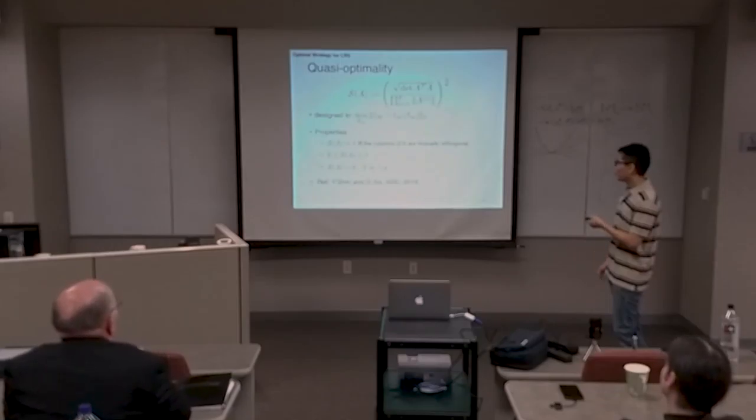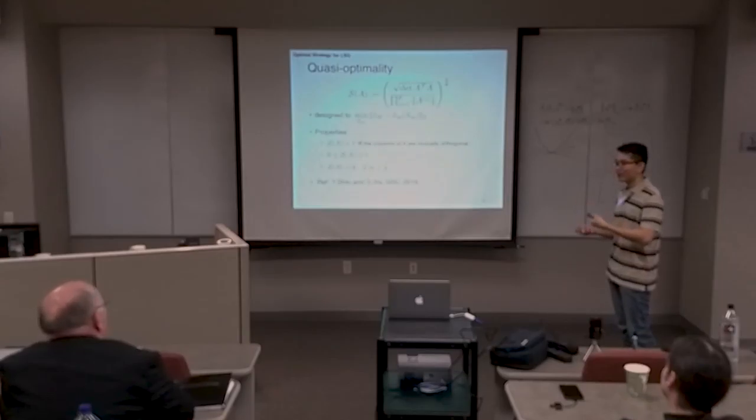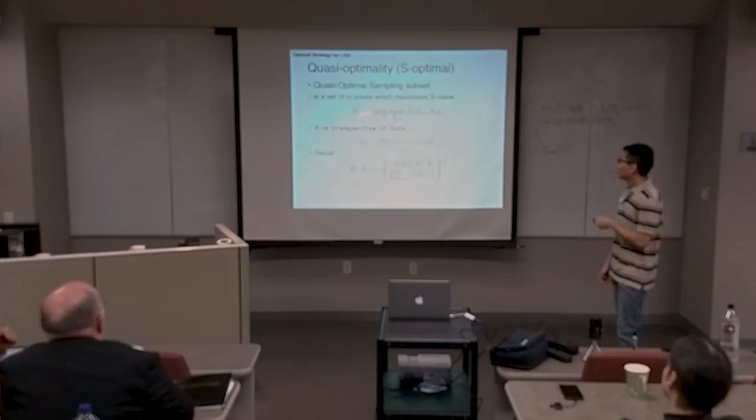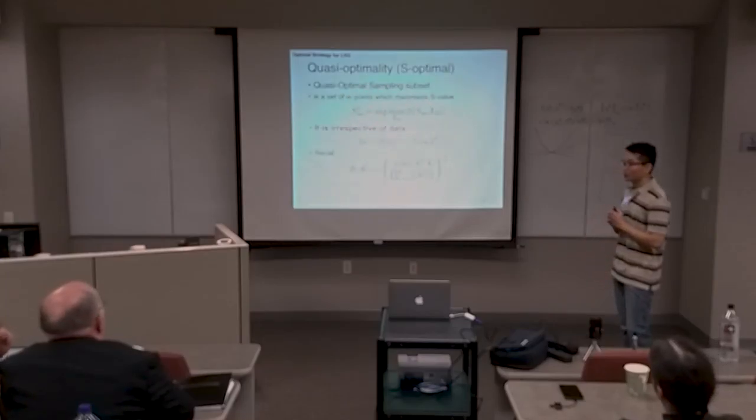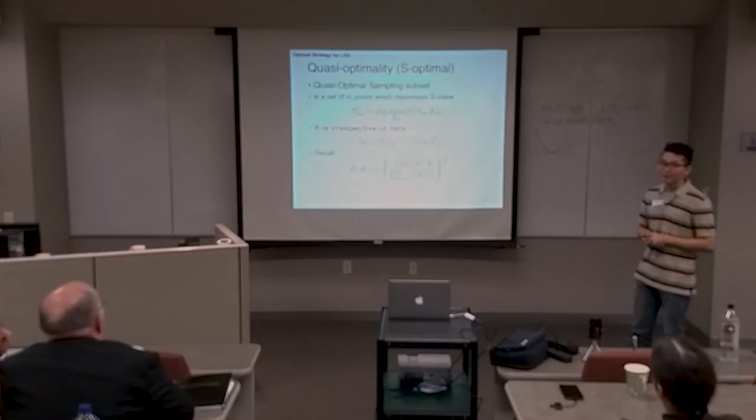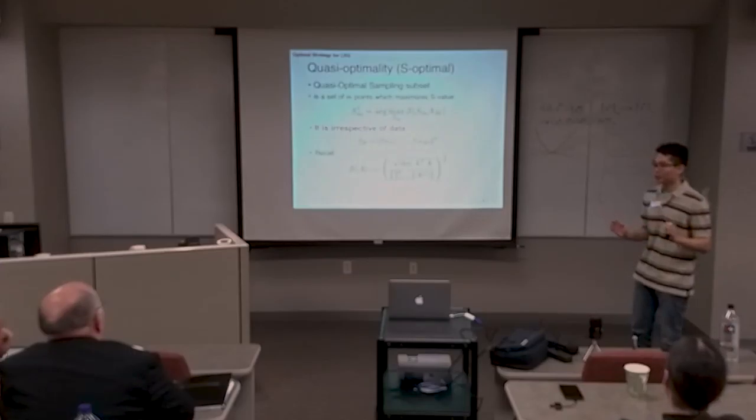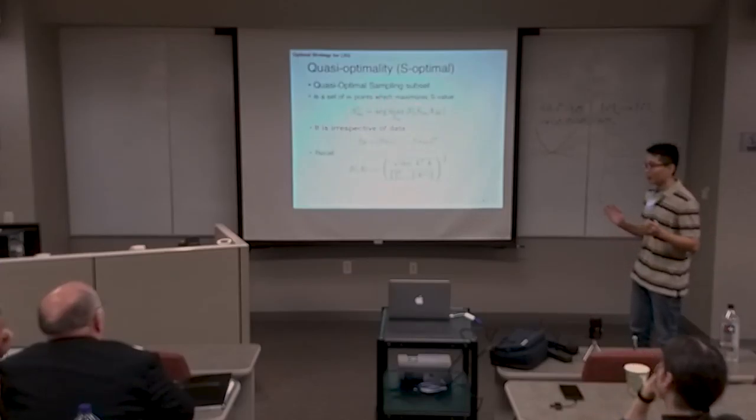So I skipped the detailed motivation for defining this one, but the underlying thing is we want to maximize the determinant. At the same time, we want to enforce the column orthogonality. So that's why this property becomes important. So one feature of this quasi-optimal set is that it is irrespective of data. As you can see, this S value does not involve any function information.